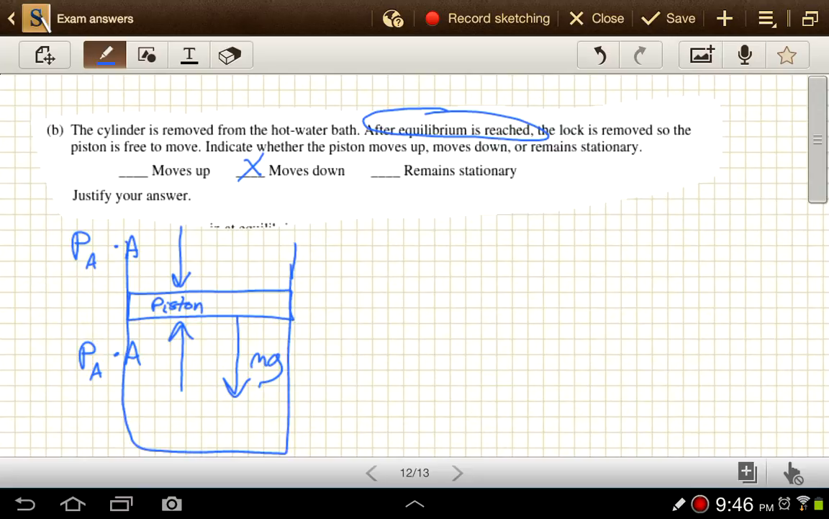We'll have more pressure in here than we do out here. Enough pressure to balance out that extra downward force from the piston, and that's when this thing is going to come to rest.